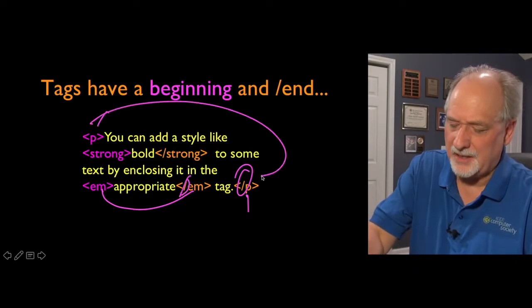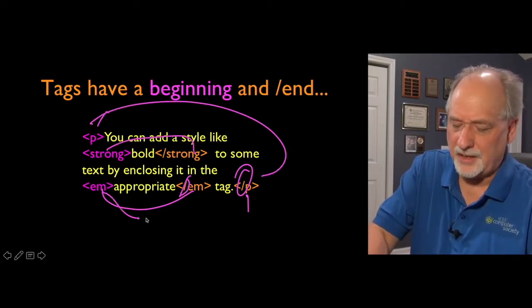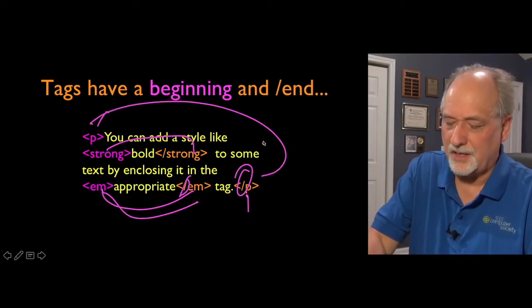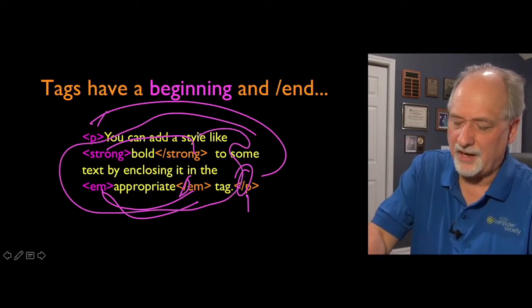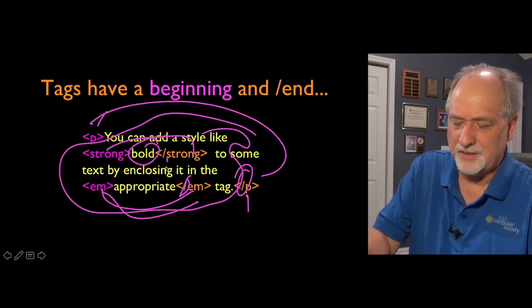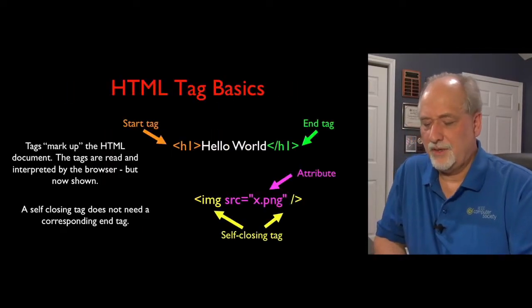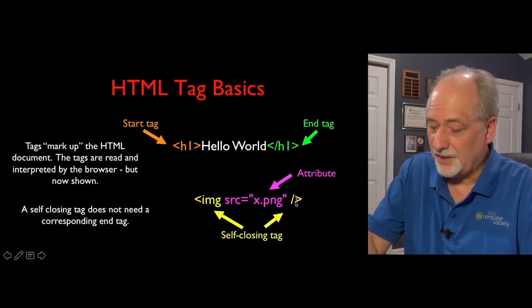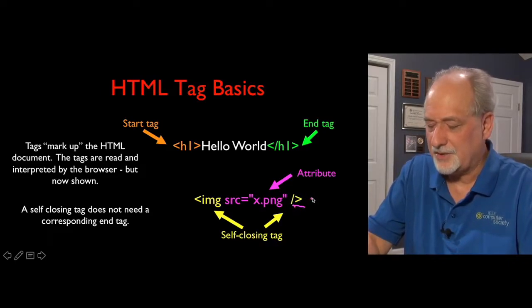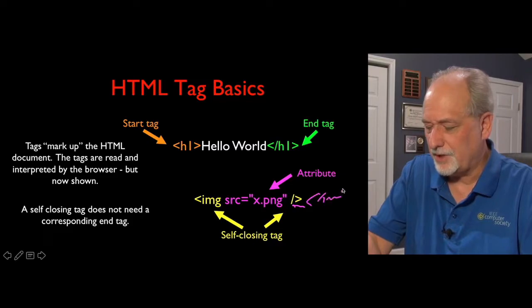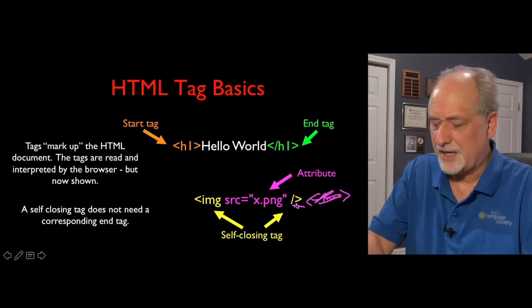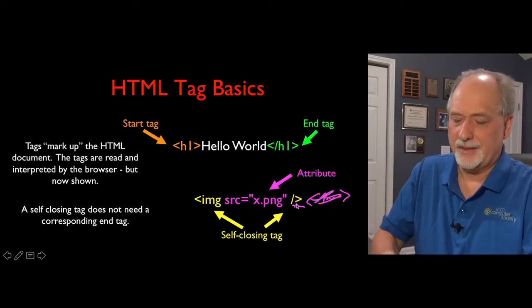So this P tag has a strong tag within it and an EM tag within it, and that's totally okay, because this whole thing is a paragraph and this is a piece of bold text. So they have a beginning and an end, and the slash is the end. You can also have self-closing tags, like an image tag that has a slash, and that means you don't have to have a slash image over here. That's the same. You just put a slash here and it self-closes.